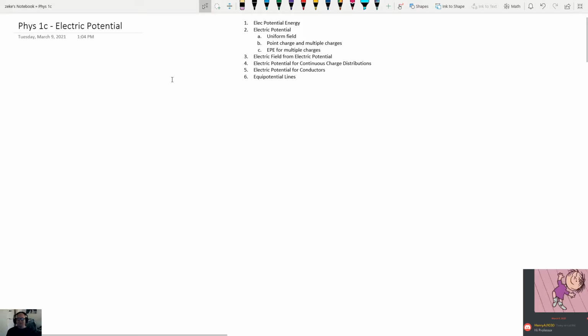So this is Physics 1C for Tuesday, March 9th, and we're going to be talking about electric potential. Hopefully by the end of today's lecture you should be able to say what the word volt means, like when you go buy a battery, like a 9-volt battery. You should have an idea of what that means.